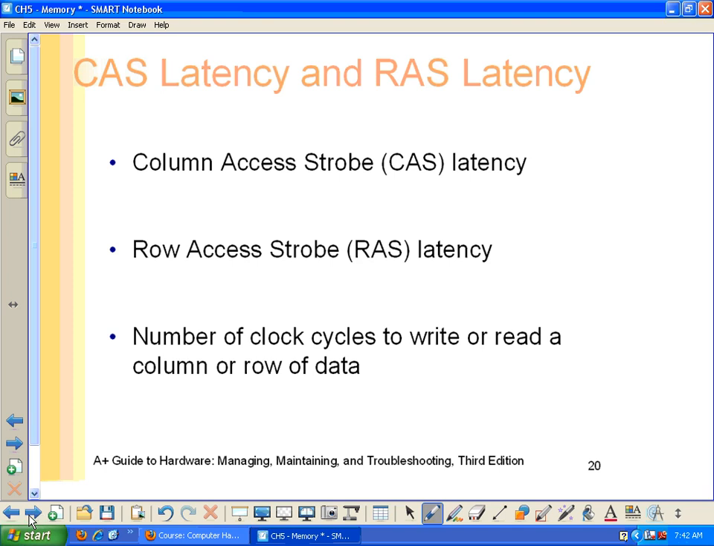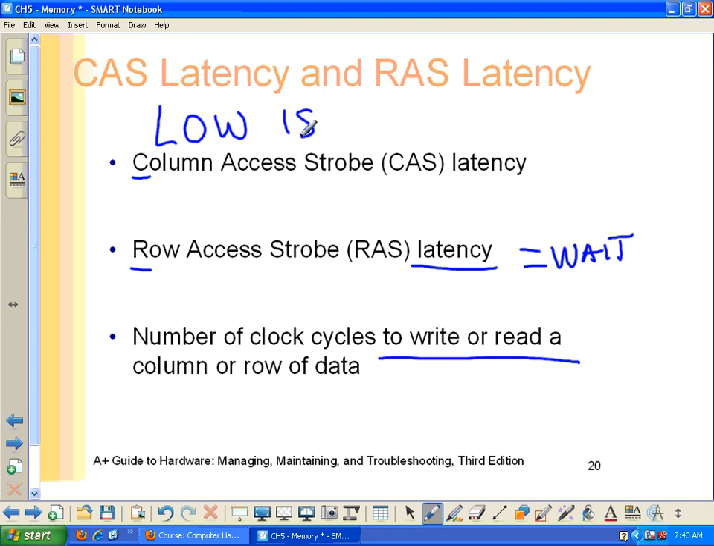But we have column and row access times, or latency. Think of latency as how long it takes, or what the delay is, between reading and writing to the memory. It's the number of clock cycles it takes to write or read a column or a row of data. So a high number is bad or worse. Low is good when it comes to latency. It's like golf.